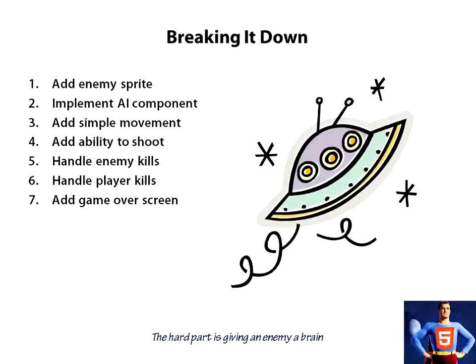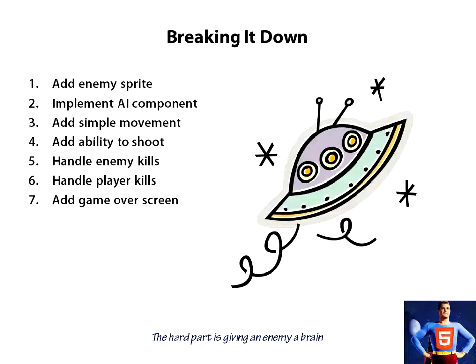Let's break down the steps that we're going to be taking in this module to build that functionality. So we're going to start off by adding an enemy sprite. We're just going to use a graphic and animation like we did before, and we're going to create a new sprite for an enemy in our game.